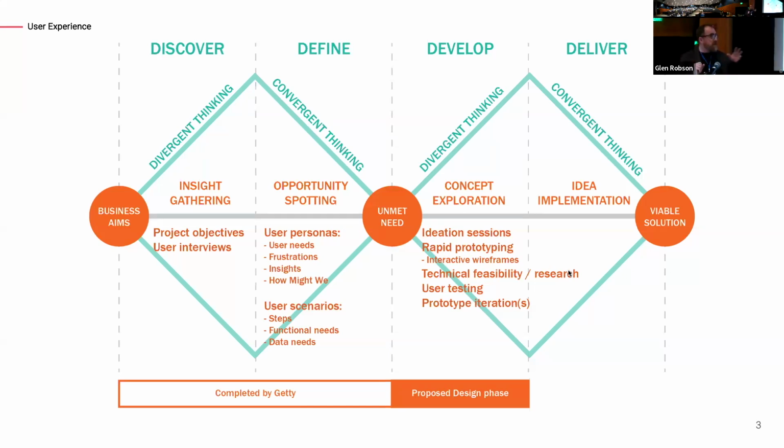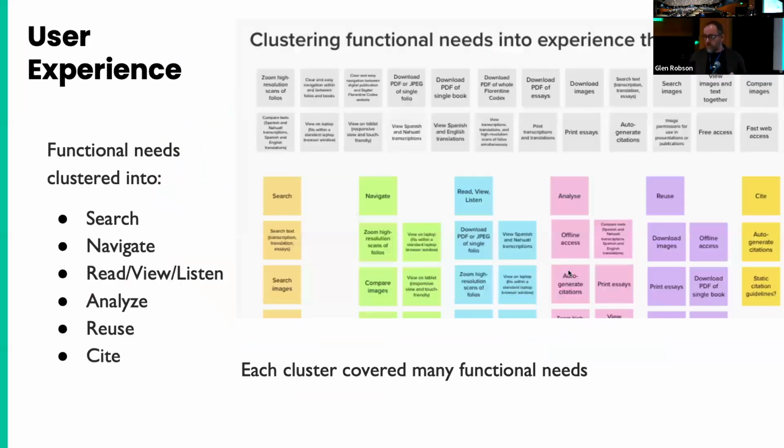We're working within this classic design thinking double diamond paradigm where we're gathering insights, spotting opportunities in those insights, and then coming up with some concepts to explore. So in that process, we ideated with the Getty, came up with some concepts for what we might build, and then finally went into an implementation phase where we built the digital Florentine Codex as a finished product.